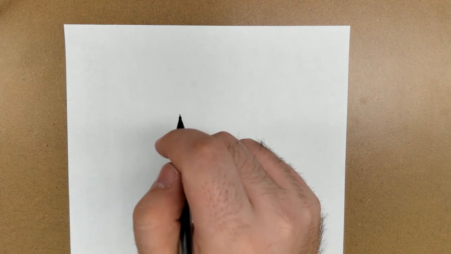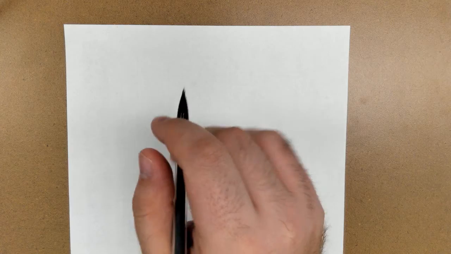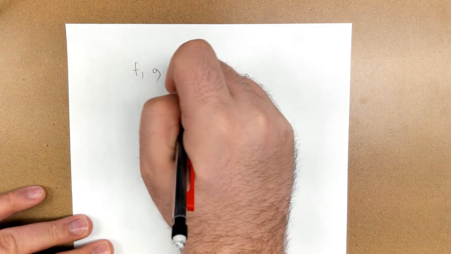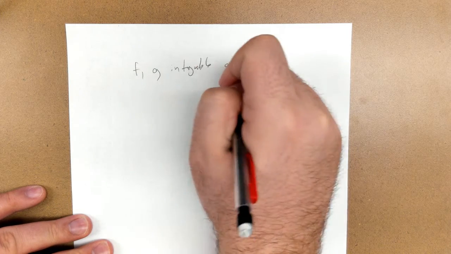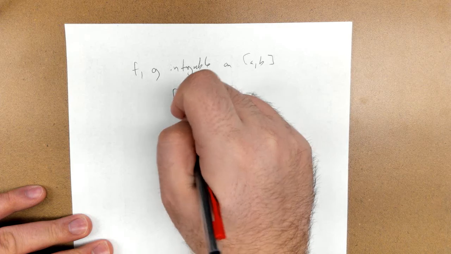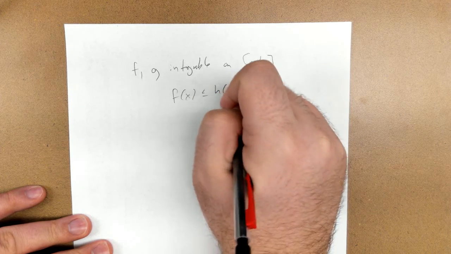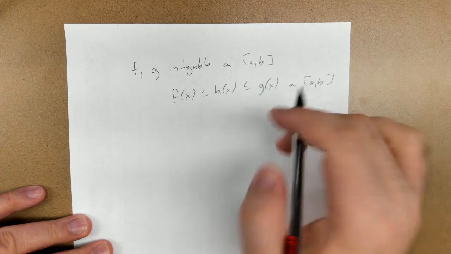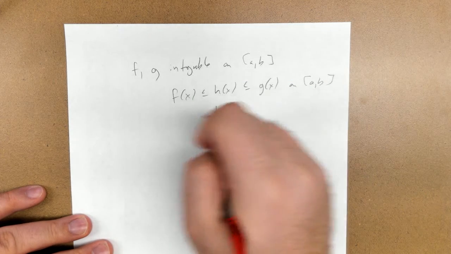All right, so for number 9, it says prove or give a counterexample. So maybe it's true, maybe it's false. If f and g are integrable on a to b, and h is in between them, then h is also integrable. So f, g integrable on a to b, f of x less than h of x less than g of x on a to b, and then h is integrable.